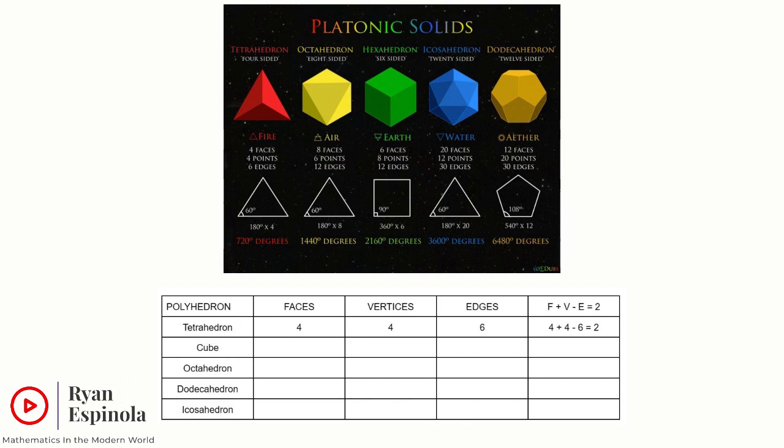In the Platonic solids, the tetrahedron has 4 faces, 4 vertices, and 6 edges. We can see that the faces, which are 4, plus vertices, which are 4, minus edges, which are 6. Therefore, we have 2 as the answer. For the other polyhedra, we also get the answer of 2.